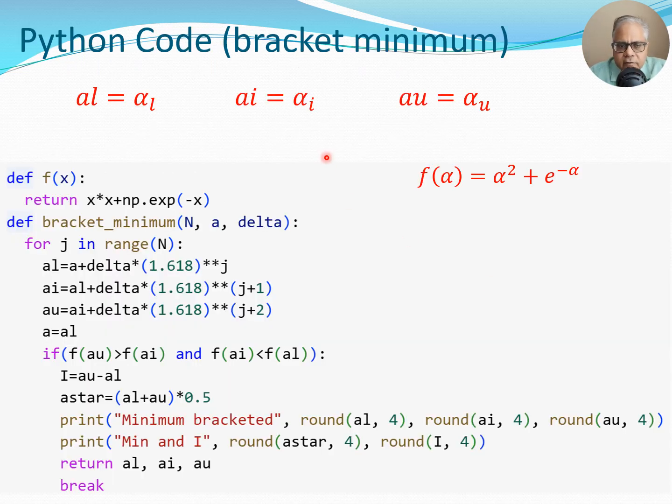So let us start with the point of bracketing the minimum first. Again, we have a simple function, defined as x squared plus e to the power minus x. We then have this bracket minimum function here. Again, this essentially calculates these points. Remember the golden section method: it brackets the minimum with 3 points, and once it has bracketed it, it returns those three numbers and breaks out of this for loop. So essentially this function bracket minimum is simply returning to us AL, AI, and AU.